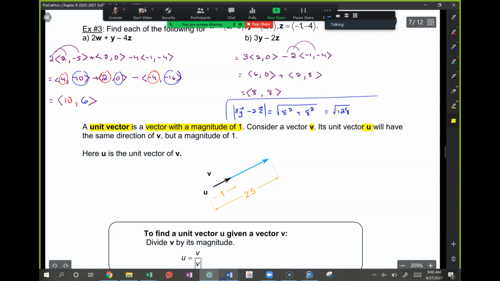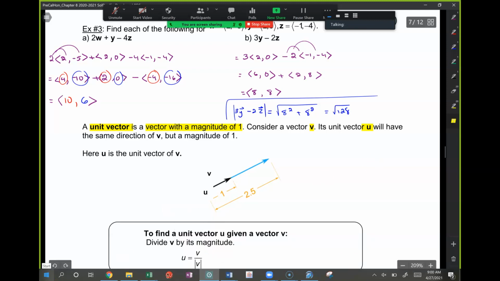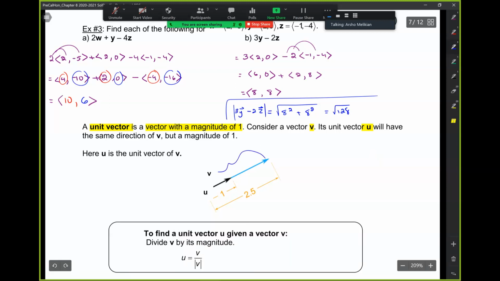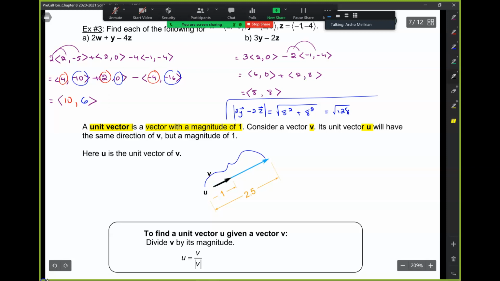What else, right? It has the same direction of v, but a magnitude of 1. So take a look here at this vector v. This is vector v. It's got a length of 2.5 units long. This little itty bitty one is the vector u. It's only 1 unit long.